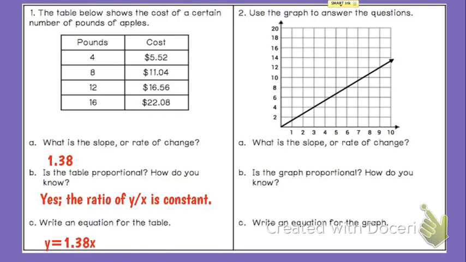So to look at this a little bit more in depth, how we got that, like I said, I divided 4 into $5.52. And I got $1.38. Okay. And then you can also divide $11.04 into 8, and you also get $1.38. Okay.